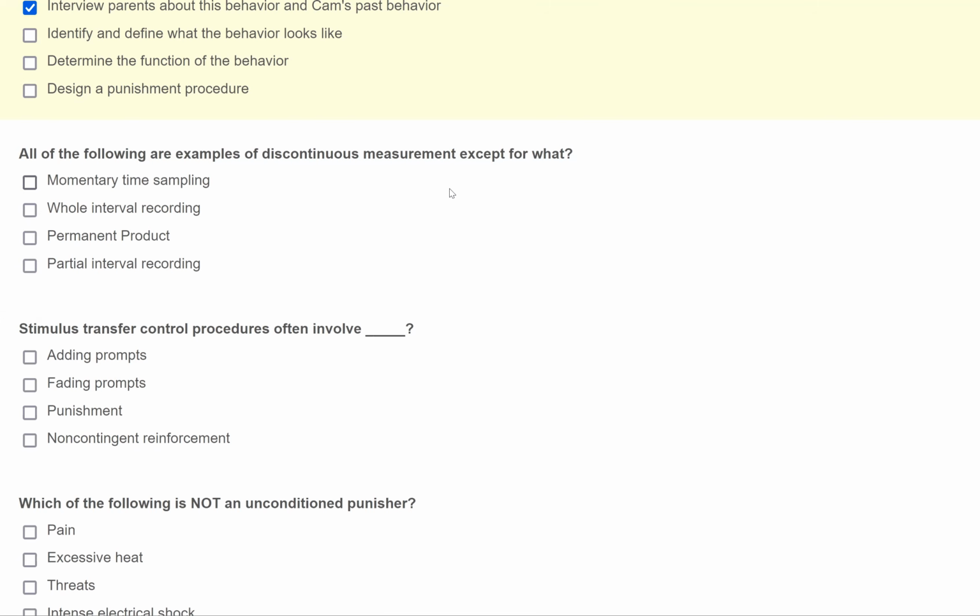So which of the following are examples of discontinuous measurement? Is momentary time sampling discontinuous measurement? Yes. Discontinuous measurement is also known as interval recording and time sampling.